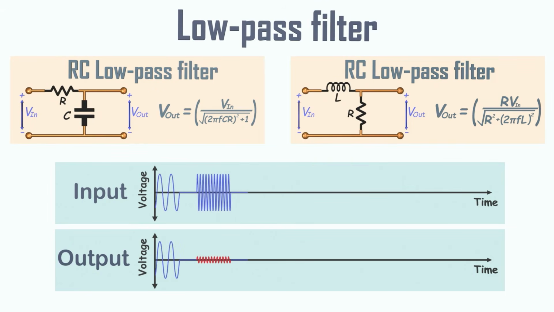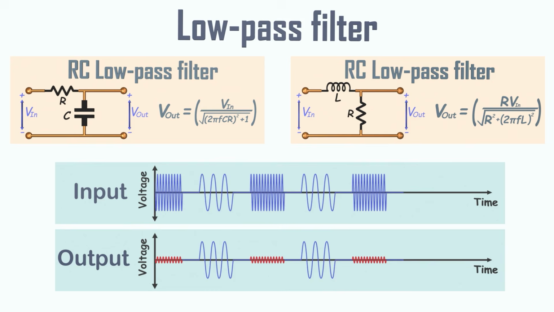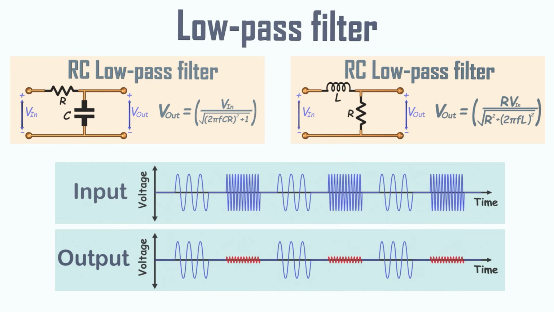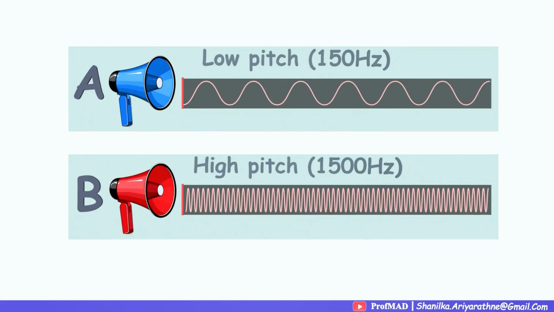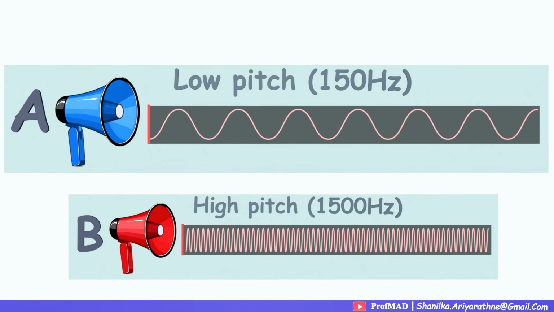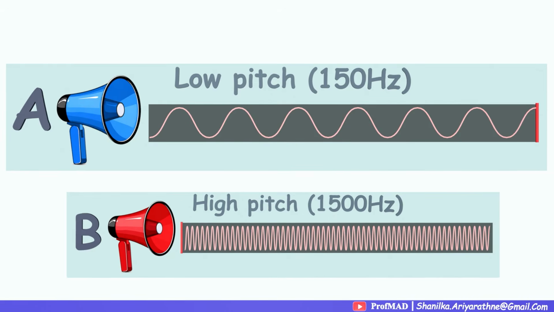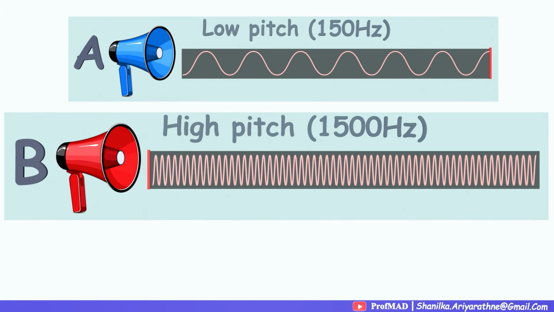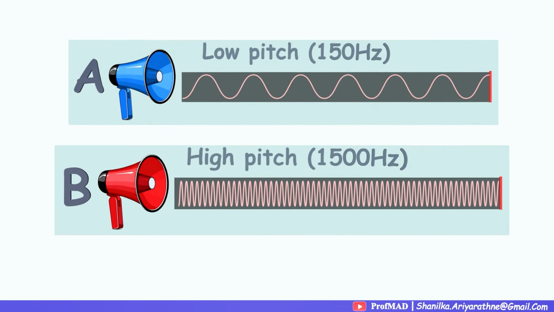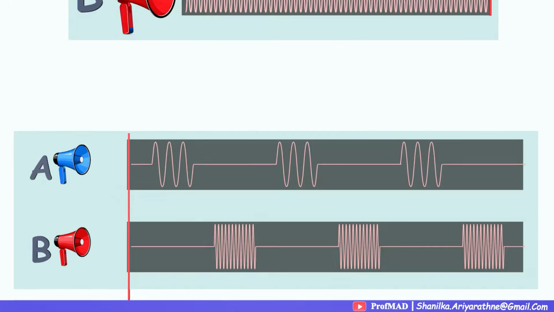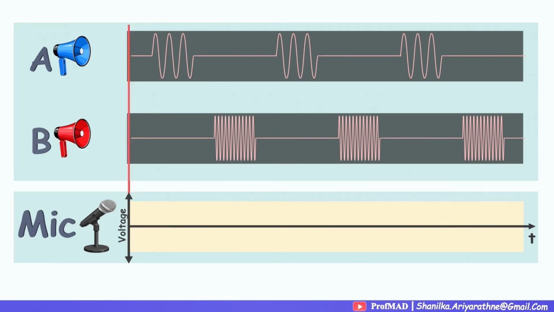In this video, we are going to talk about low-pass filters. Let's start with a simple example. Imagine we have two buzzers producing two different tones. One produces a low-pitch sound, and the other produces a high-pitch sound. Both can operate independently. Now, suppose we place a microphone nearby. The microphone picks up both sounds together as a single signal.